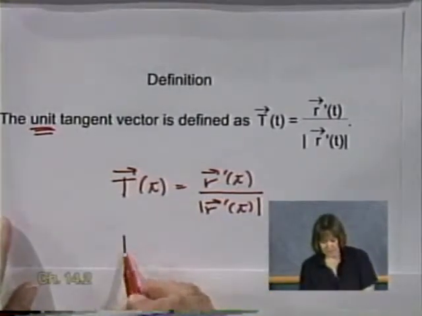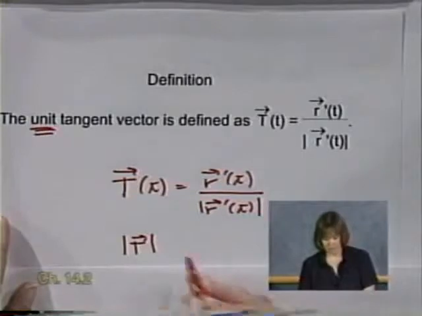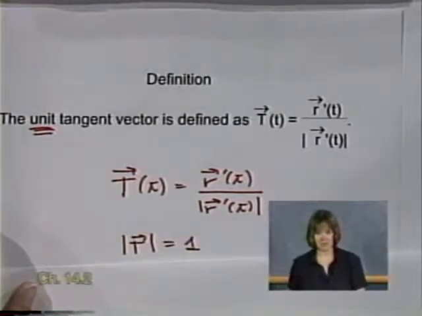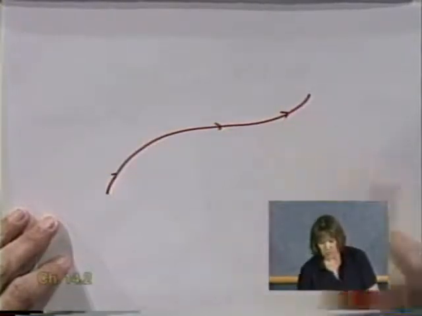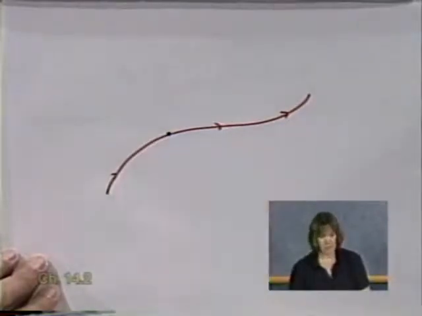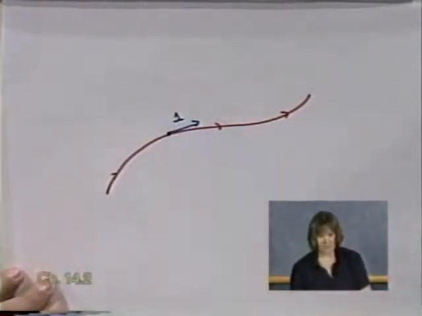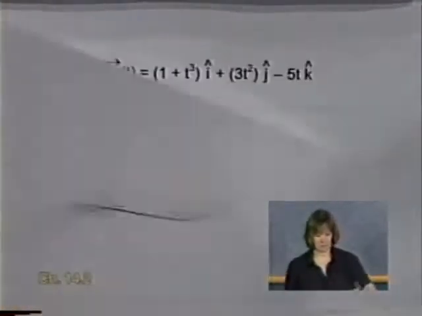Note, what's the magnitude of big T at any time? 1. Because since we divided it by its magnitude, we forced it to be a vector of length 1. So now, if I did have a curve that looks like this, and maybe the orientation is I'm going along this way, and I say, oh, draw me the tangent vector right here at this point, I know it's going to be tangent to the curve, and the length of that vector is of length 1. That's big T.